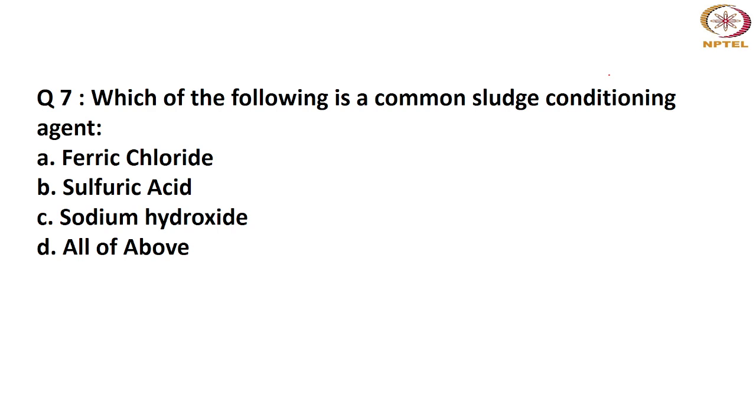Okay. So the first option is right. That is ferric chloride because we add this to reduce the water, right? And during the sludge conditioning, we can reduce water using chemicals, and one of them is ferric chloride.